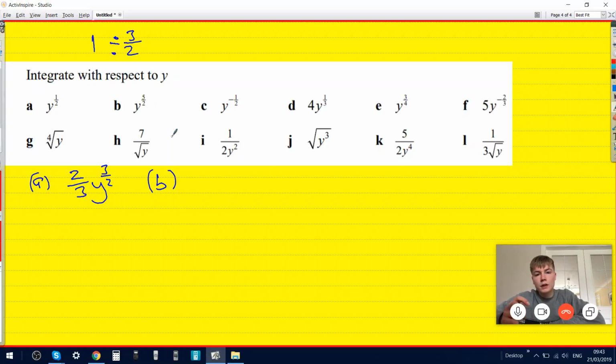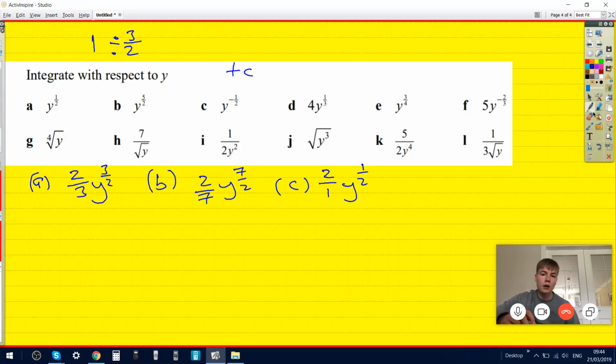2 over 7y, and then to the power 7 over 2. Well done. And these are all plus C as well. C. Two over 1y to the power 1 over 2. And what is 2 divided by 1? 2. Yes, so that's 2y to the half.